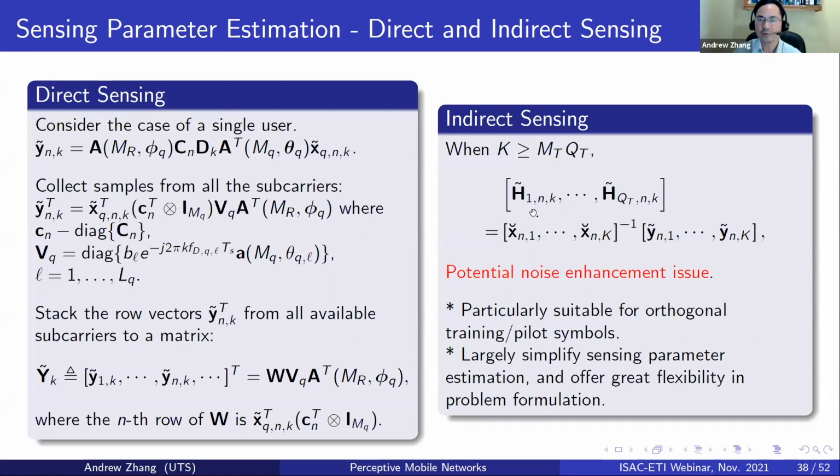Because of this operation, if the transmitter signals are orthogonal, then it will not introduce noise enhancement, and the operation of matrix inversion is quite simple, right? So this would be a good approach if we have orthogonal signals, for example, an orthogonal channel training sequence. But for data symbols, this may not be a very good option.